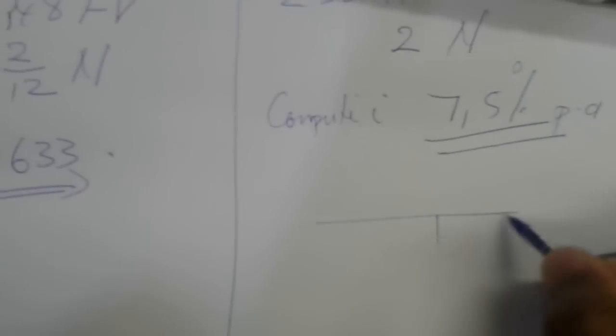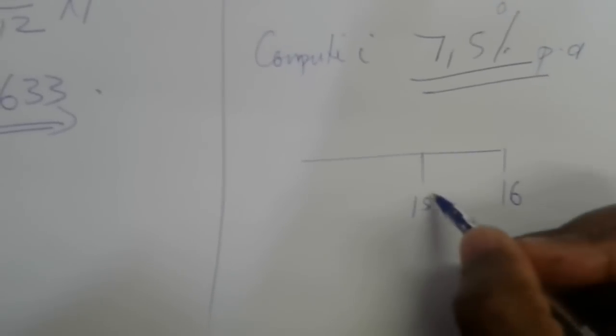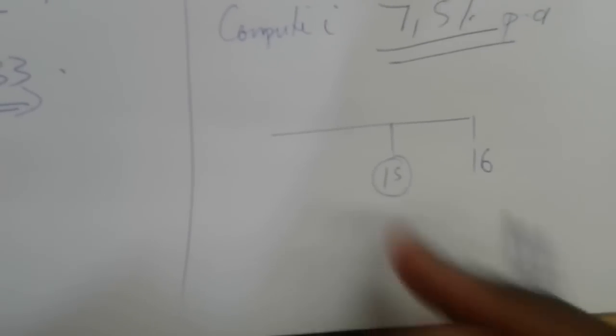So let's come back to our question. They want interest at the end of month 16, but our interest is compounded monthly. So we know that to get interest at 16, we must know the opening balance that is there at 15.